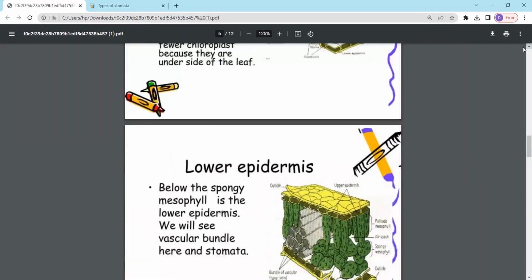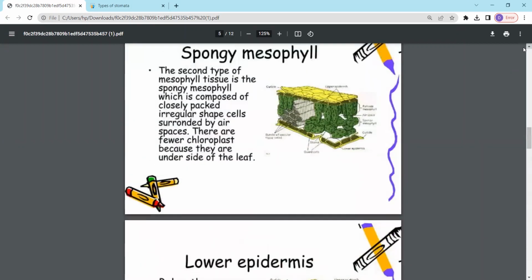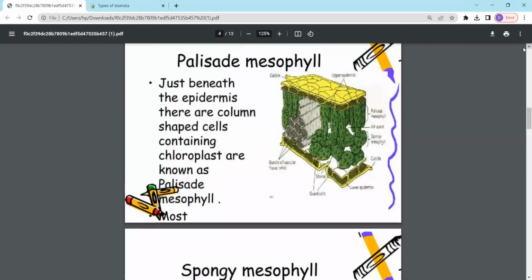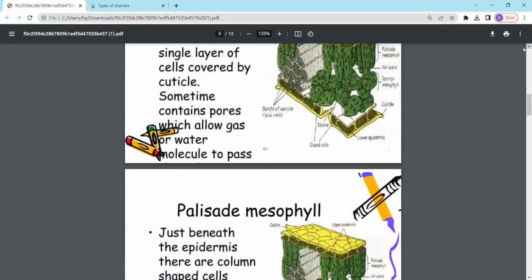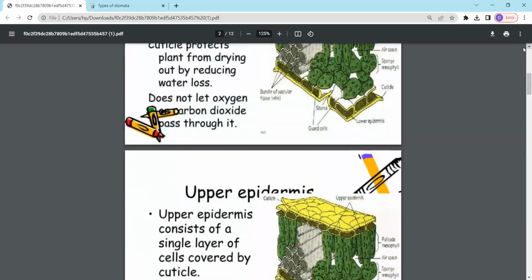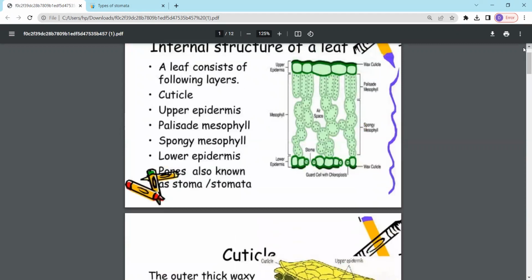So today's topic is internal structure of leaf and types of stomata. A simple topic, but it is also important. Generally, the leaf contains the following layers. The outer epidermis is a single layered epidermis, and on the epidermis the waxy cuticle is present. So the internal structure of leaf consists of the following layers.